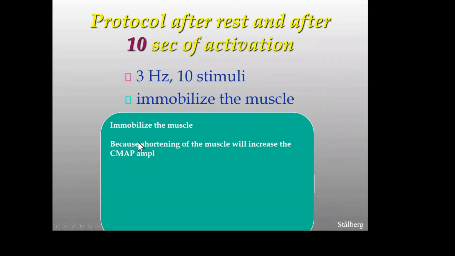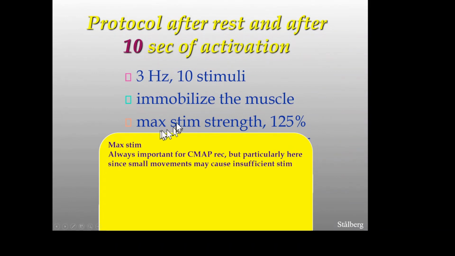And why do we need to immobilize the muscle? Well, that is because the shortening of the muscle will lead to an increase in amplitude, so it looks like a facilitation. So we try to immobilize the muscle as much as it is possible. Not all muscles can be immobilized.